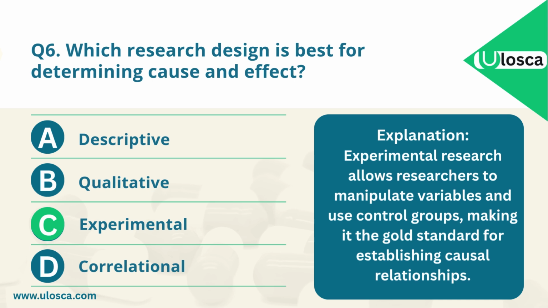Explanation. Experimental research allows researchers to manipulate variables and use control groups, making it the gold standard for establishing causal relationships.